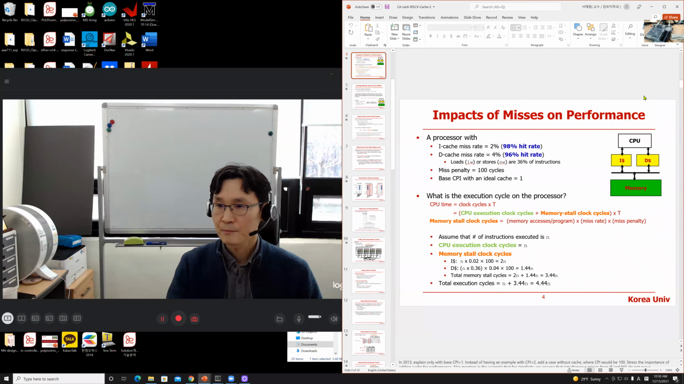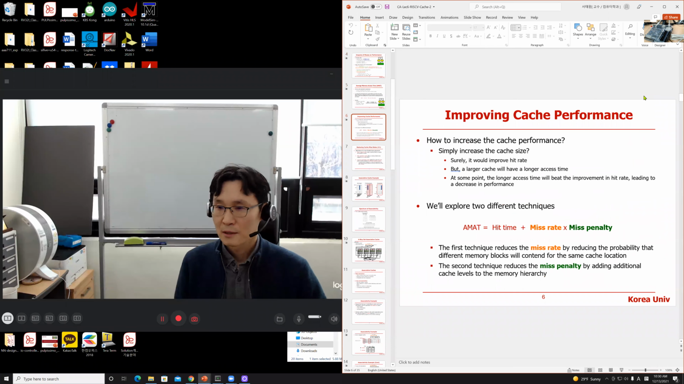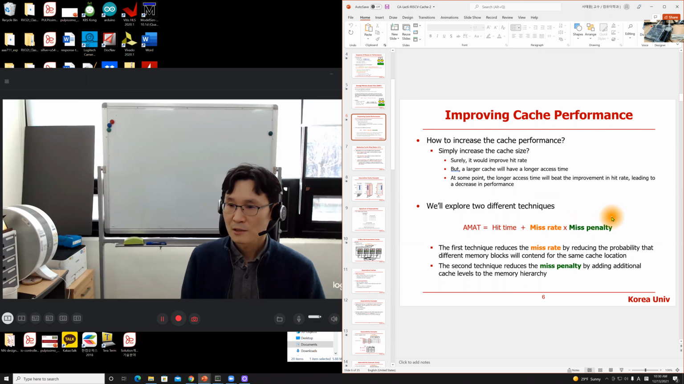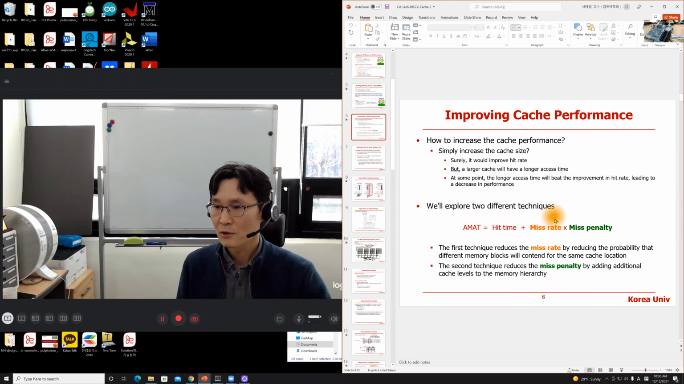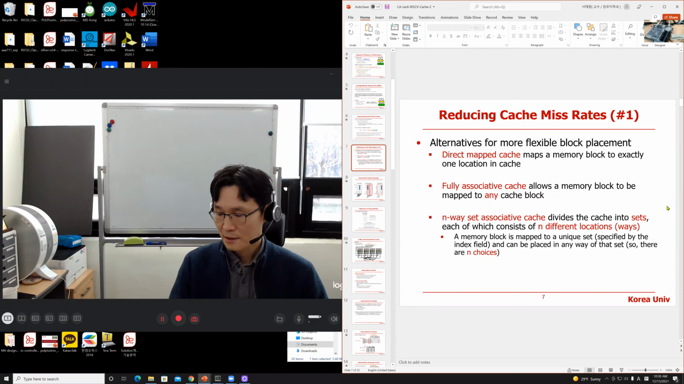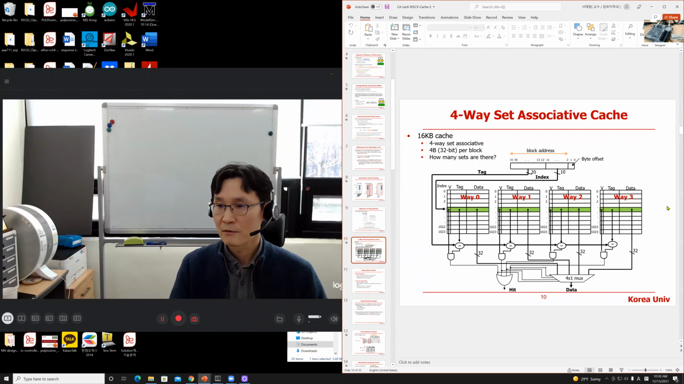To refresh your memory, we are talking about reducing average memory access time, right? And the equation looks like this: the hit time plus miss rate multiplied by miss penalty, right? So we are talking about reducing this miss rate by using different cache structure. And we are in the middle of going through one example, right?